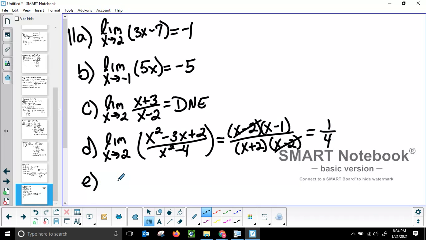Next, letter E. The limit as x approaches infinity of 2x squared minus 5 over x plus 3. Remember, the limit as x goes to infinity is really the same thing as a horizontal asymptote. So we compare the degrees of the numerator and the denominator. The numerator has a degree of 2, the denominator has a degree of 1. So since the degree of the top is larger, this limit does not exist.